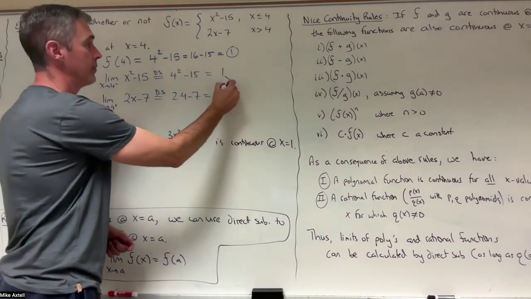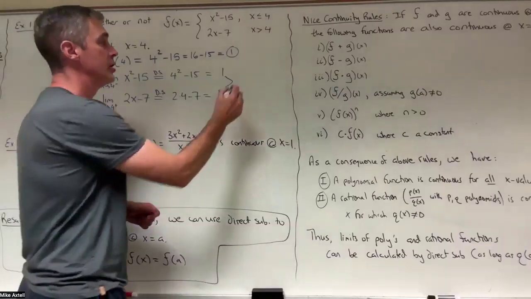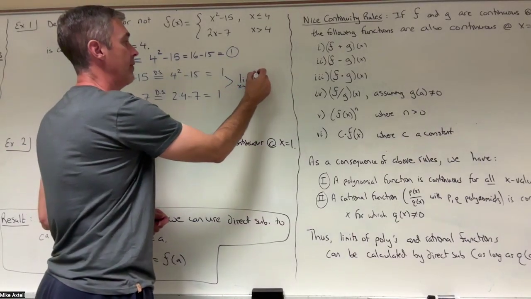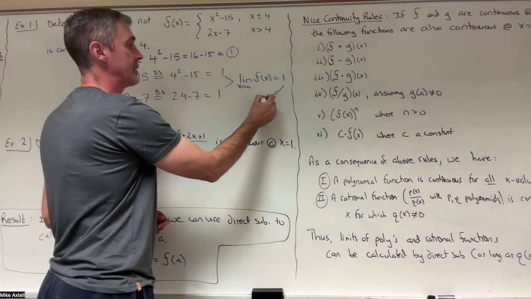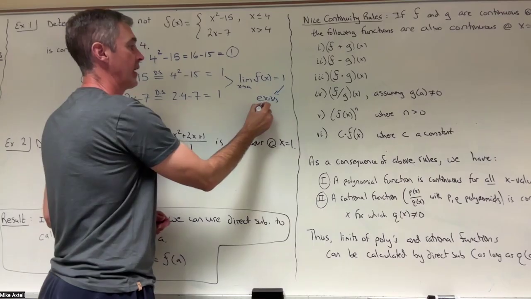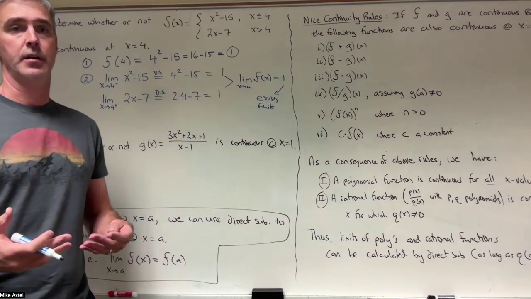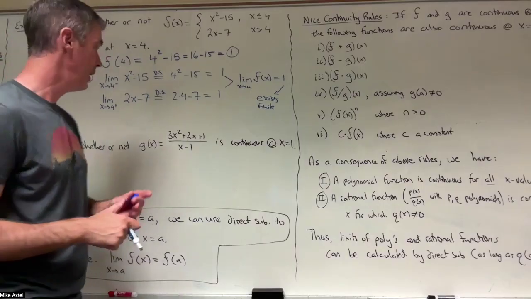Okay. All right. So note the left-hand limit equals the right-hand limit. They're both 1. So we can conclude that the limit as x approaches 4 of f of x is equal to 1. So it exists. It is finite. So I've passed the first two steps, the first two items on the checklist for being continuous at x equals 4.